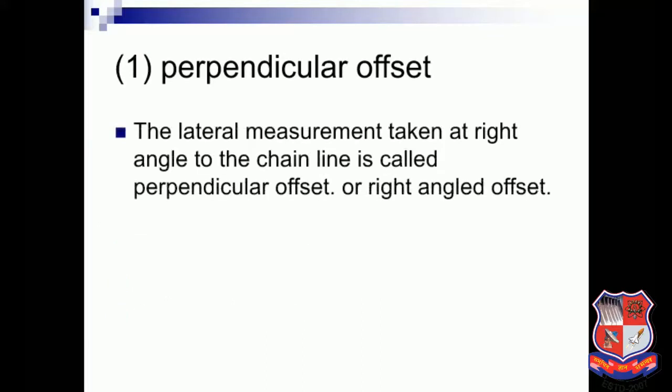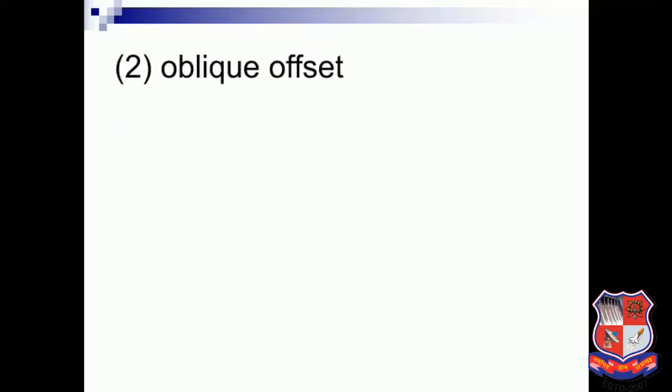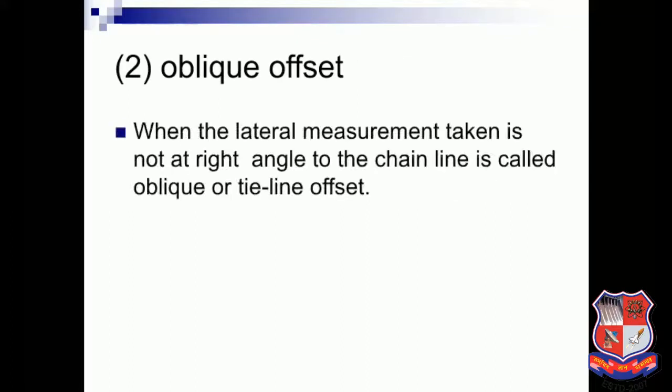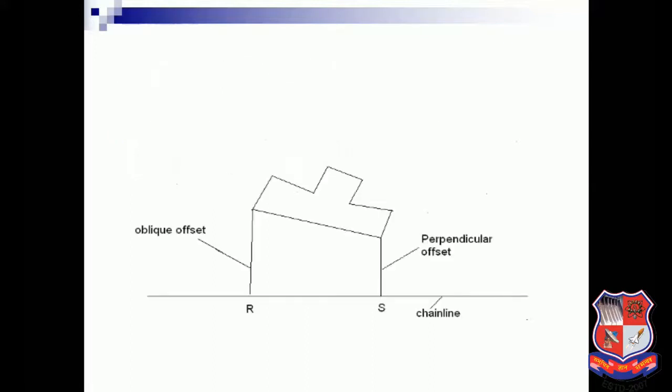A perpendicular offset is the lateral measurement taken at right angles to the chain line, and is called a perpendicular offset or a right angle offset. An oblique offset is when the lateral measurement taken is not at a right angle to the chain line, and is called an oblique or tie line offset. You can see the figure here, the oblique offset and perpendicular offset with the chain line.